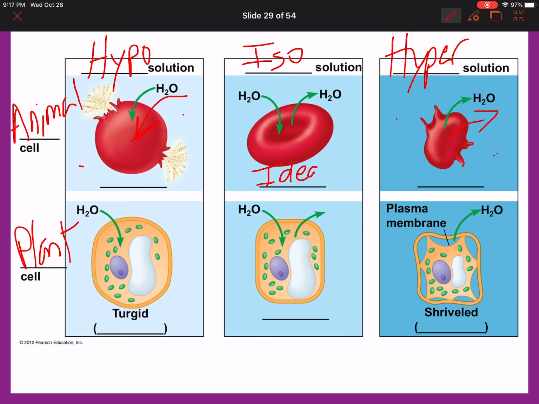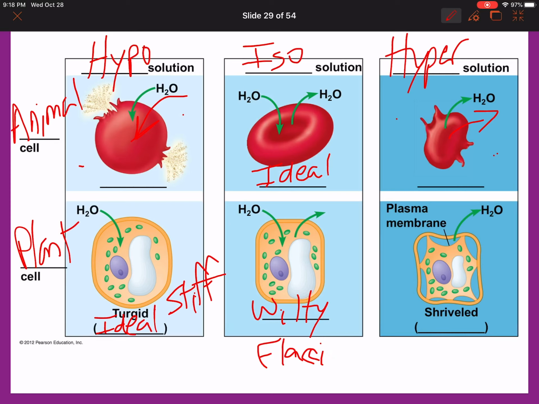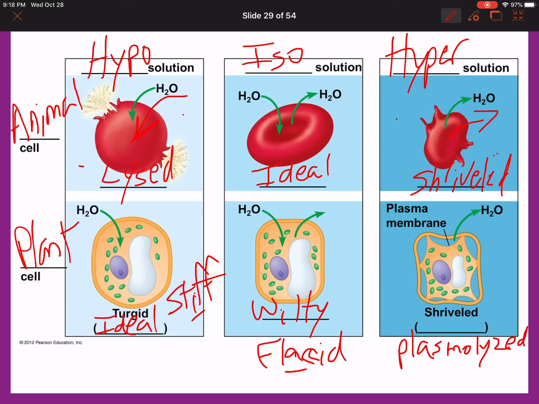Isotonic is ideal for animals. Over here, turgid means stiff, by the way. This is ideal for plants. This is wilty. You'll sometimes see flaccid. Flaccid means soft. So stiff is hard, flaccid is soft. Shriveled, or we've used the word plasmolyzed before. This is very bad. Here, shriveled. And here, lysed. All right?